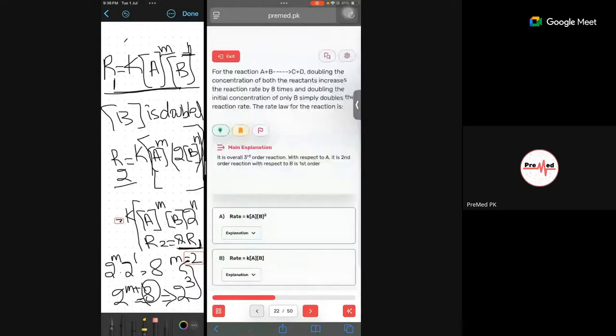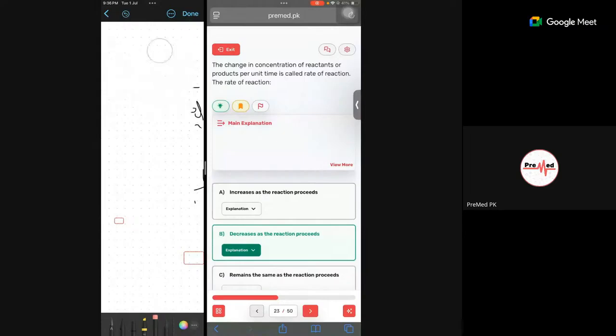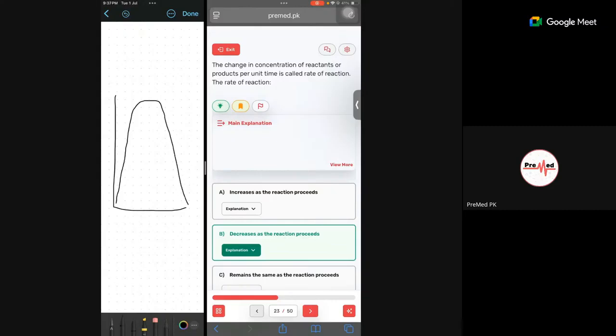Next MCQ that we have with us is the change in concentration of reactants or products per unit time is called rate of reaction. The rate of reaction dash. Part 1 is that it increases as reaction proceeds. Well, you guys must have seen a graph where we see that when the reaction is proceeding, it is increasing. A time comes when it becomes constant. And then eventually the rate also starts to decrease.